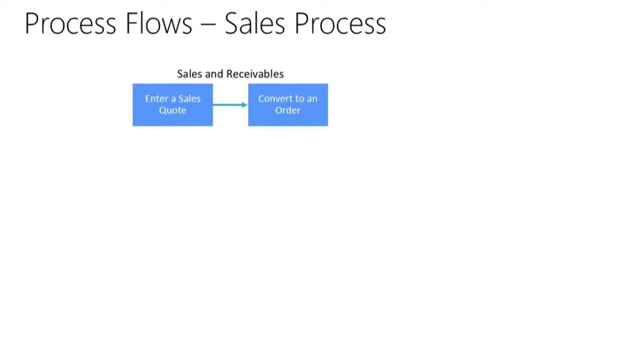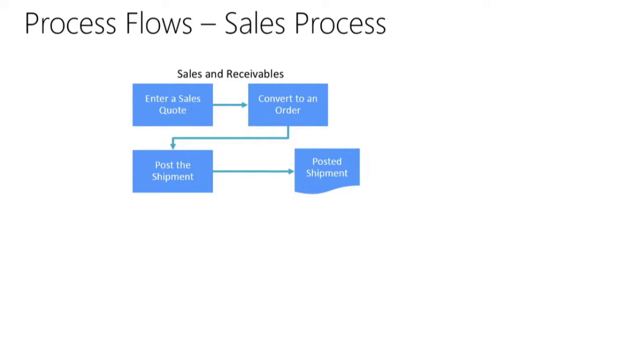Of course, you can always also skip the step of creating a sales quote and directly create an order itself. Once we have a sales order in the system, and the information is assembled and released, then the warehouse department is going to take care of it to prepare a shipment. And once the shipment has been performed, we are going to also post that transaction in Dynamics NAV.